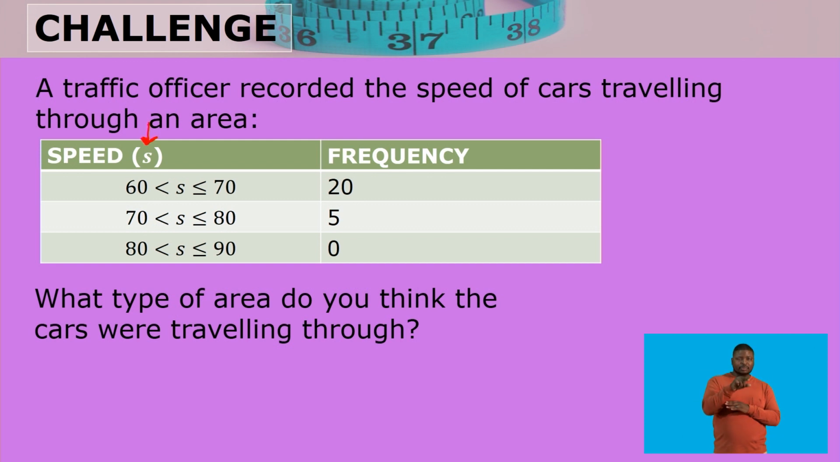Okay, tally left out, because we don't need that. So looking at these intervals, I've used a different form of notation here, just to test you guys. You've got those as values. What type of area do you think the cars were traveling through?